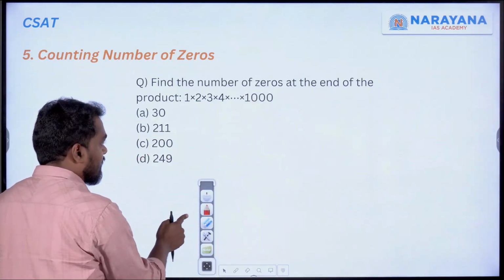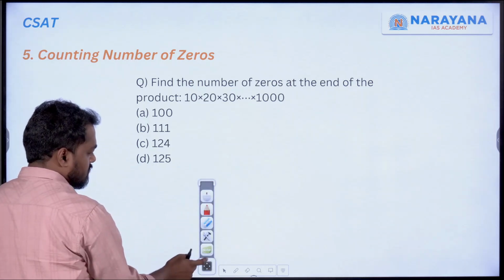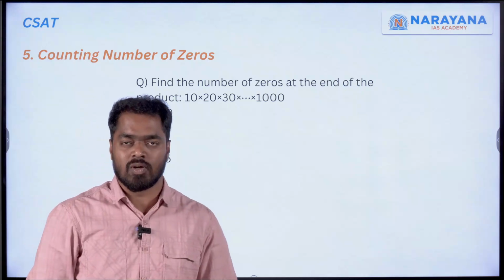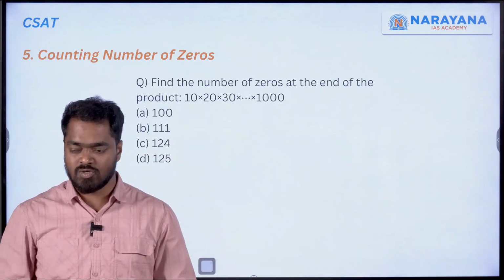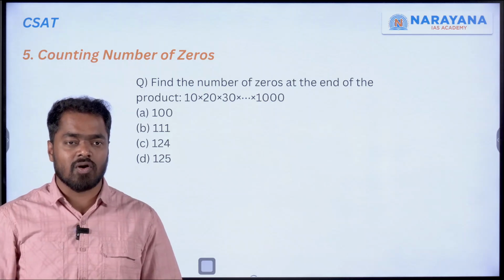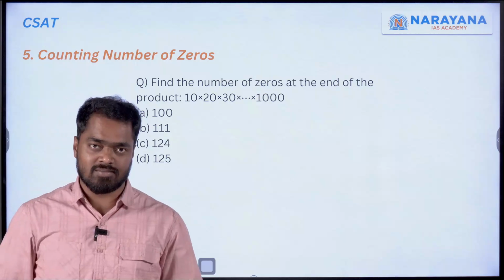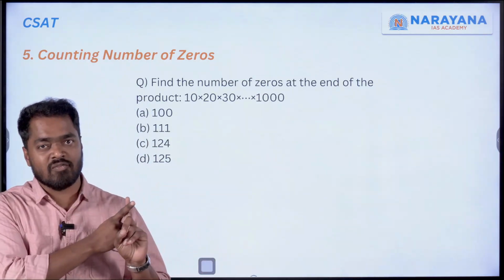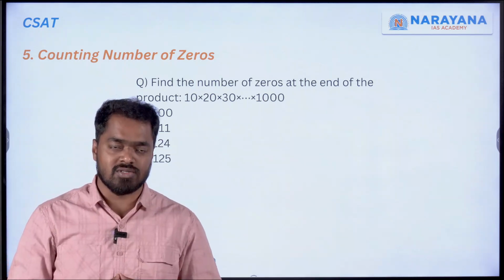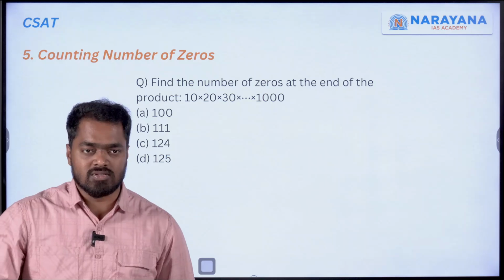Let's take another example. So using the same process, try to approach this one. A similar question, this is also. The question reads: find the number of zeros at the end of the product 10 multiplied by 20, 30, 40 up to 1000. So this is not the first kind of question in which you found 2 into 5 pairs. Here that is impossible. So try to apply the previous process.